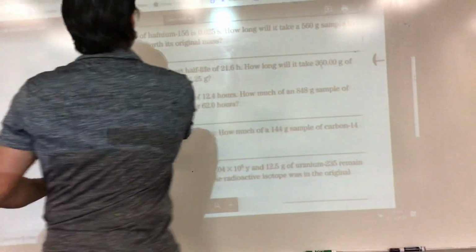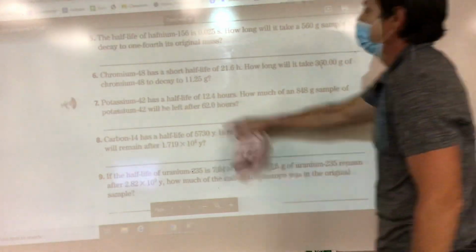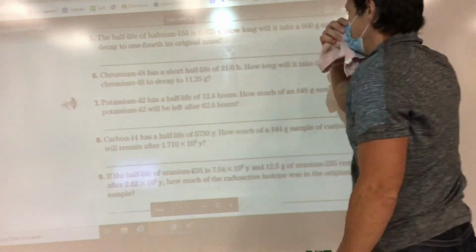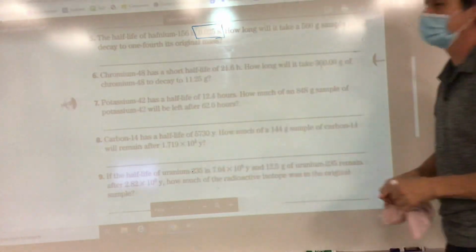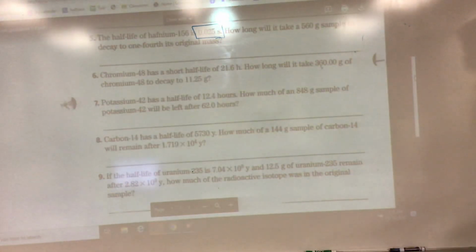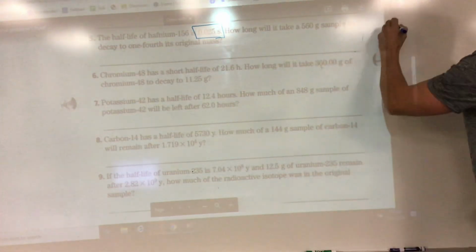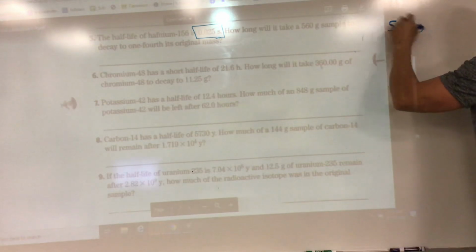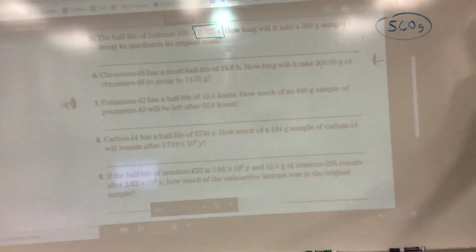Okay, number 5. The half-life of hafnium. Oh, my voice cracked. Hafnium. The half-life of hafnium 156 is a really small amount. Just because it's in milliseconds almost doesn't mean it's harder. It's just a small number, that's all. That's what calculators are for. Okay. How long will it take 560 grams to decay to 1/4 its original mass? Okay, we can do this.